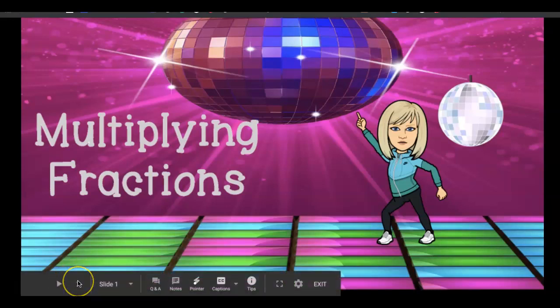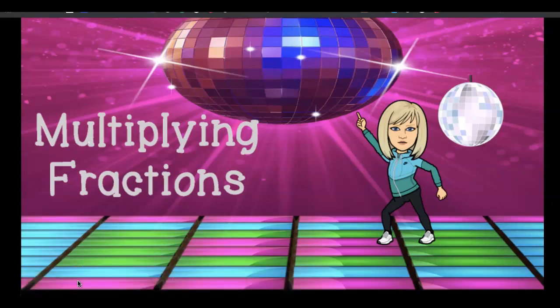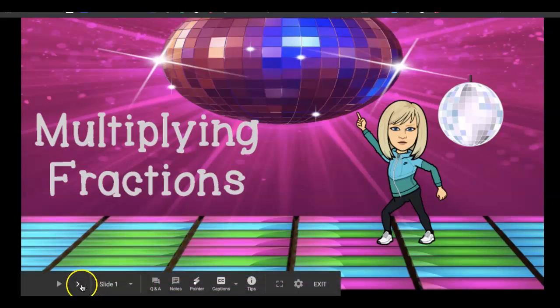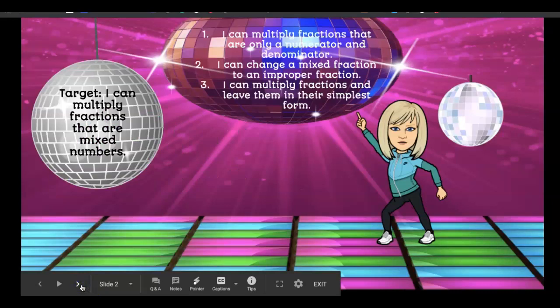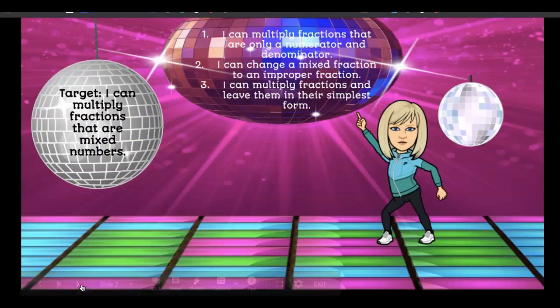So today we are going to start on multiplying fractions, probably my favorite operation for fractions because there's no common denominator or anything like that. So our target today is I can multiply fractions that are mixed numbers. Our success criteria is I can multiply fractions that are only a numerator and a denominator. I can change a mixed fraction to an improper fraction, and I can multiply fractions and leave them in their simplest form.